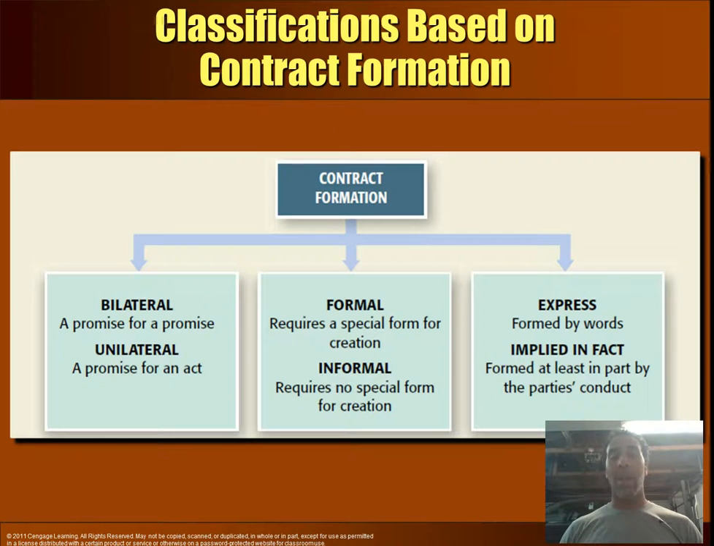Defense to the enforceability of a contract: it must have genuineness of assent and also have a form. Also, as always, a picture is worth 1,000 words. So you have the contract formation. We'll talk about bilateral contracts: a promise for a promise; and a unilateral contract, a promise for an act.